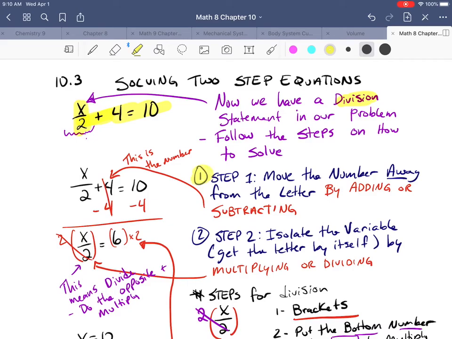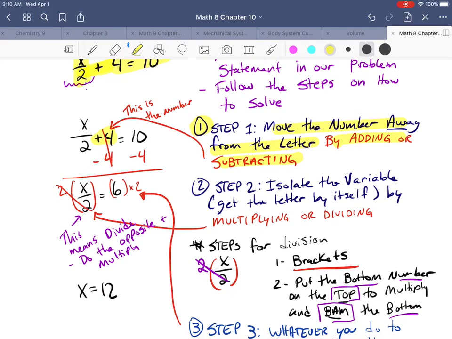So step number 1 in this question is we still need to move the number away from the letter by adding or subtracting. So we find our plus 4 and do the exact same thing that we were doing back at the top from the other questions. And we need to minus 4 here and minus 4 here. Cool. You bam that out and you get x over 2 equals 6.